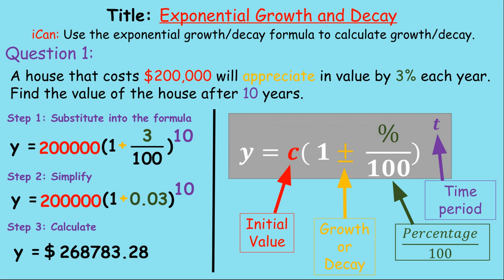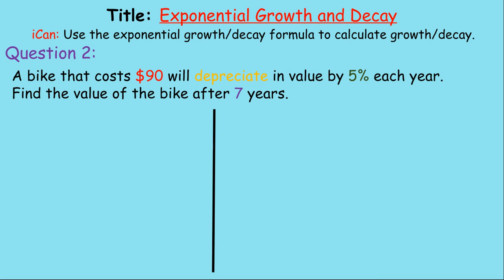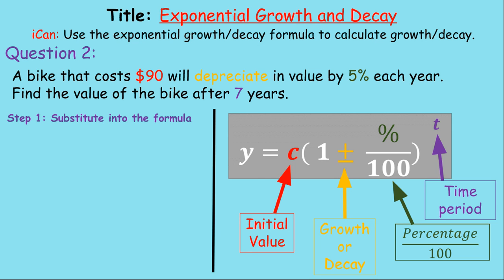Now we're ready for question 2, and this is going to be a decay question. A bike costs $90 and it depreciates in value by 5% each year. We've been asked to find the value of the bike after 7 years. Well, we already went through step 1, so we know the formula. We've got our formula there. Our initial value is $90.